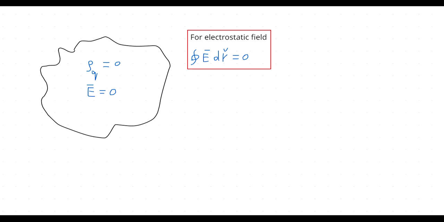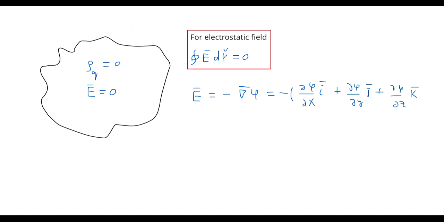As we know from electrostatics, from one of our previous lessons, E is equal to minus the del operator of electrostatic potential, and this is the same as df by dx i plus df by dy j plus df by dz k.